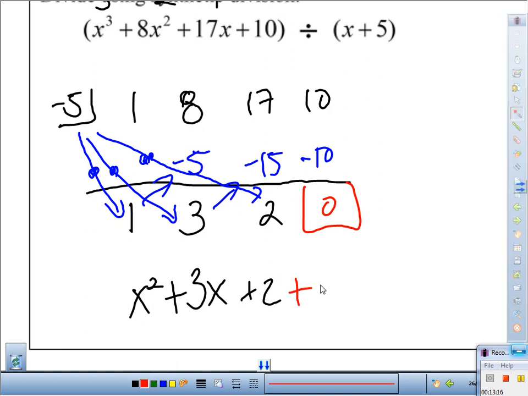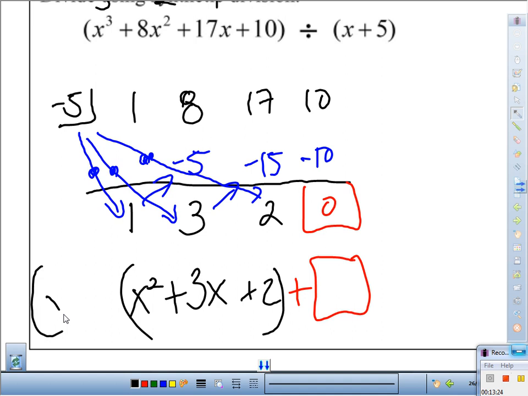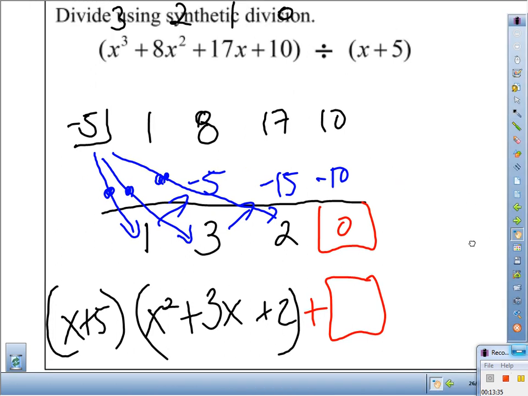If it had a remainder, I would do what? Plus whatever remainder goes here. And this one times the divisor, which is x plus 5. Have you got that? Okay, you got this, yes? Now, this is called the remainder theorem.